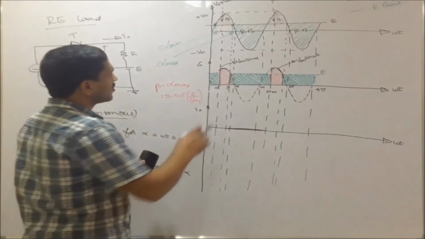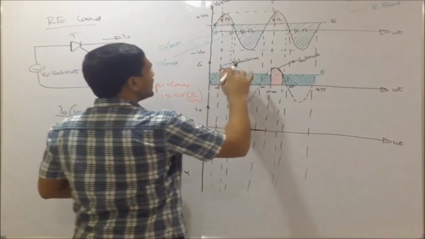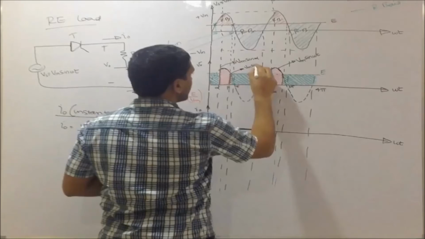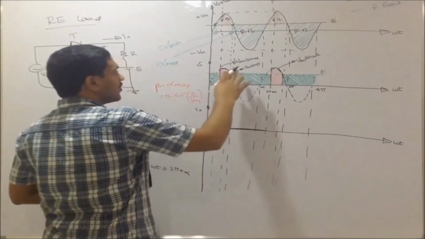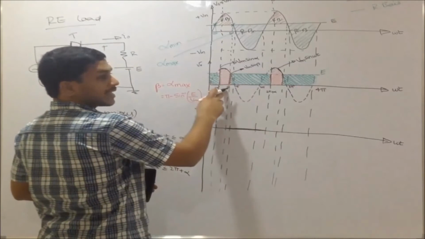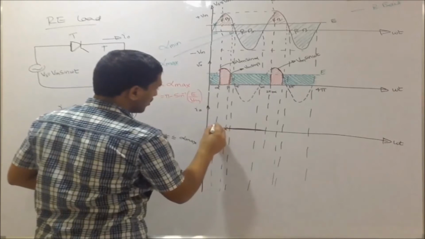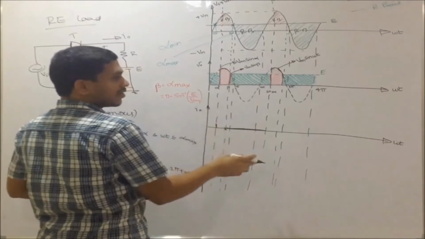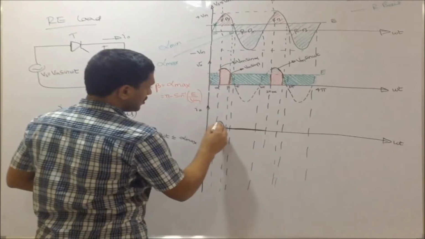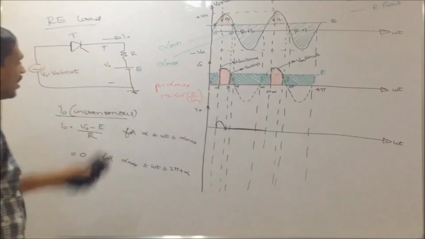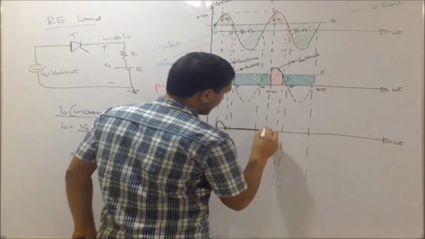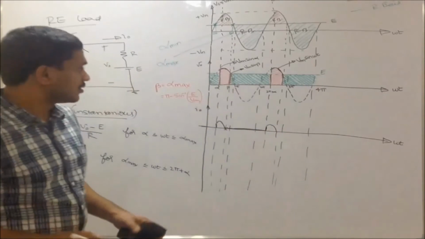And you observe at beta, what happens? At beta, V0 is Vm into sin beta. Sin beta is sin alpha max. Vm into sin alpha max is E. So E minus E gets cancelled at beta. So here my current is 0. But here I have some spike, and I have to link it by the sine term. So this is how the waveform of I0 looks. And elsewhere it is 0.